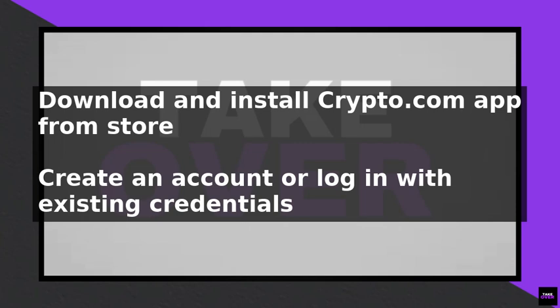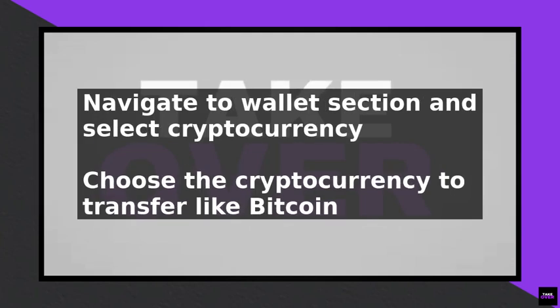Here you will see a list of all the available cryptocurrencies you can transfer to your Crypto.com wallet. Select the cryptocurrency you want to transfer, for example, Bitcoin or Ethereum. Next, tap on the Receive button and the app will generate a unique wallet address for you. This address is where you will send your cryptocurrency from an external wallet or exchange. Make sure to copy the address correctly, as sending cryptocurrency to the wrong address can result in loss of funds.